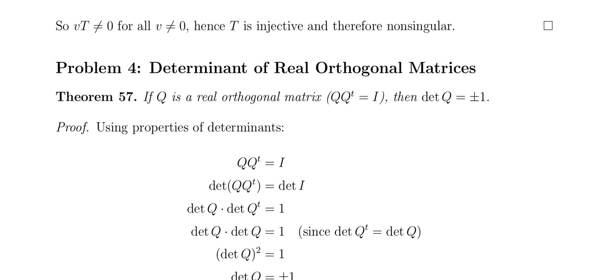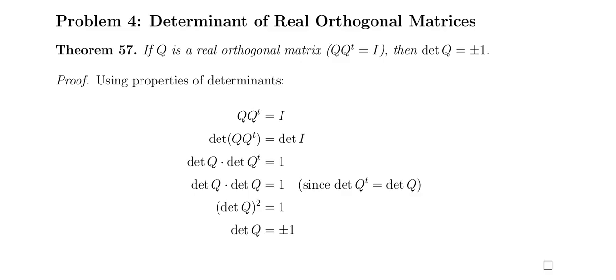And the determinant of real orthogonal matrices: Q is a real orthogonal matrix, then determinant of Q equal to plus or minus 1. That is also very important. Orthogonal means Q into Q transpose equal to I. Determinant of Q into Q transpose equal to determinant of I. There is determinant of Q transpose by the property. So determinant of Q whole square equal to 1, and then determinant of Q equal to plus or minus 1.